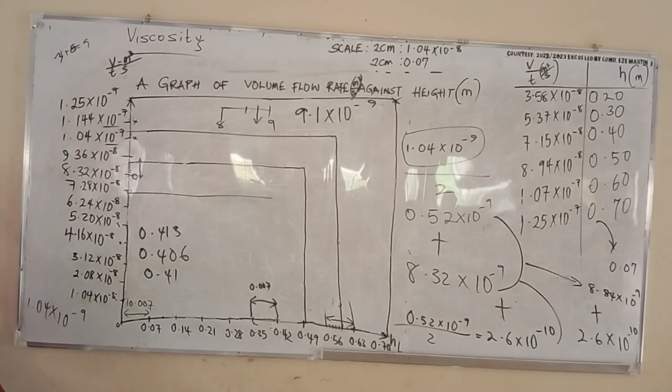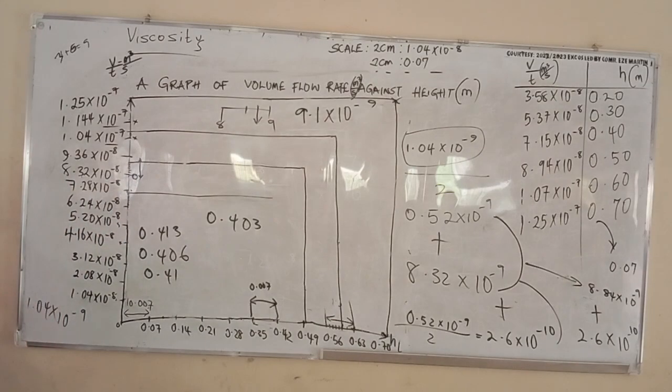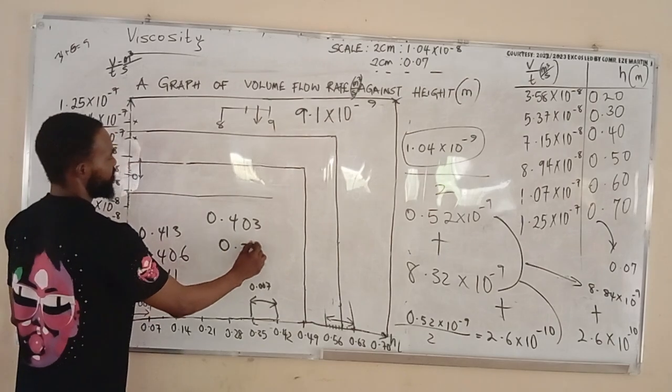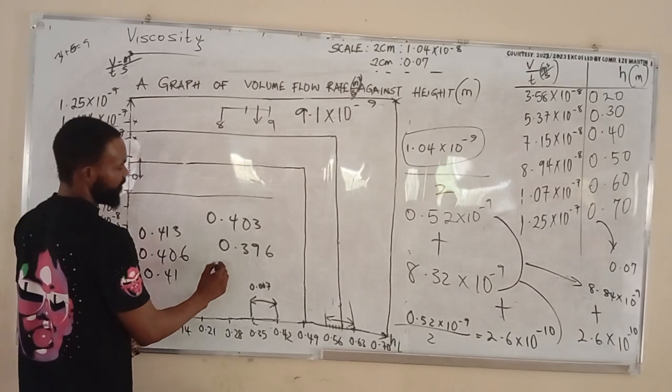You understand it? Right? So this is 0.41. Do for me 0.41 minus 0.007. Let's just check if this should be the last point. Do for me 0.403 minus 0.007. That is 0.396, Shebi? Which is approximately 0.4.